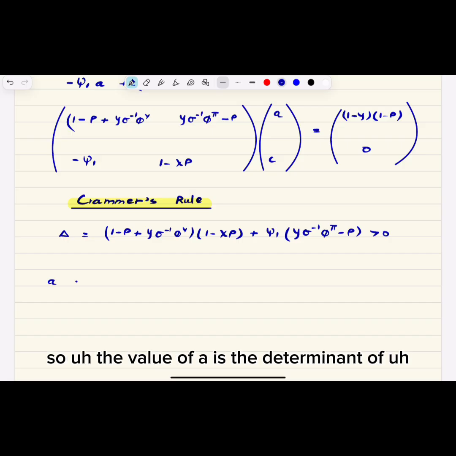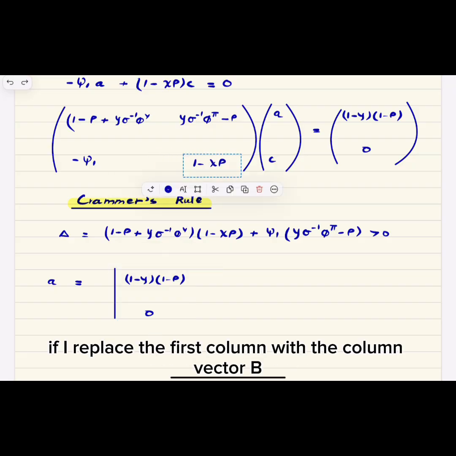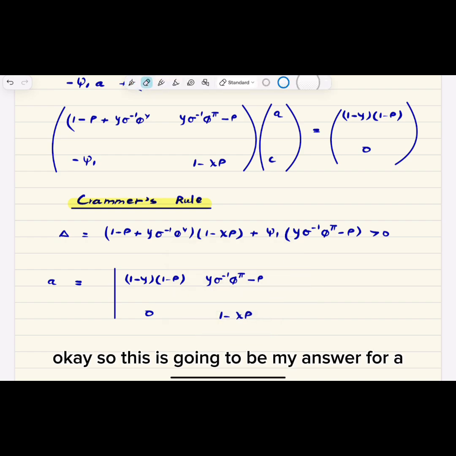So the value of a is the determinant of the matrix, this, if I replace the first column with the column vector b, usually known as b. Okay, so this is going to be my answer for A.